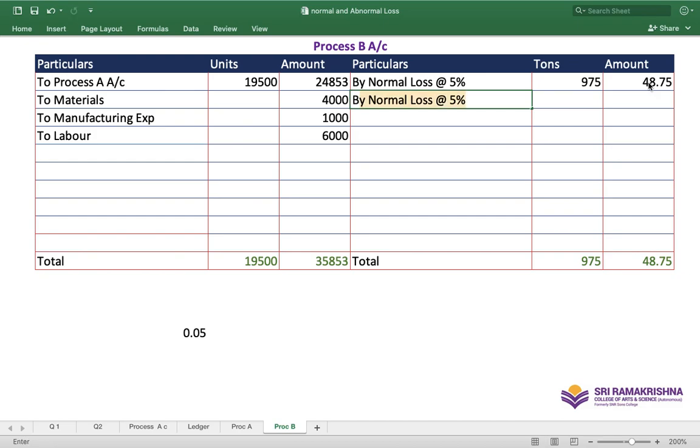So here the output, by finished stock account. By finished stock account, it is said that the output is 18,800. We are supposed to get only 18,525, but here we are getting 18,800. So this is called abnormal gain. So you have to debit it to abnormal gain. The excess is 275.